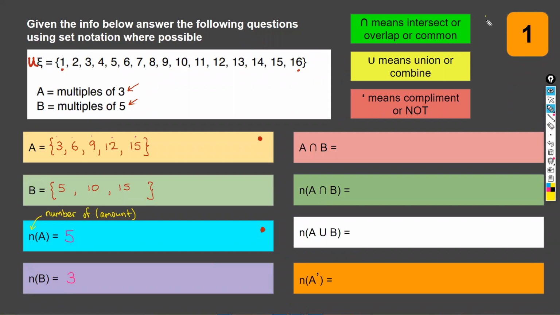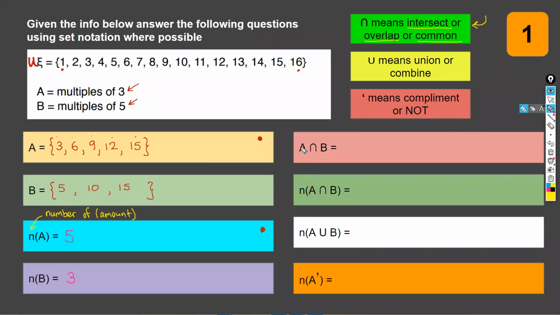If you look at the top in green, that symbol means intersect. Another way of saying intersect is overlap or common region or common items. I know a lot of textbooks will say that this symbol means intersect, but it's very, very useful to know it also means overlap or common. Let me show you why it's so good to know the other meanings of it.